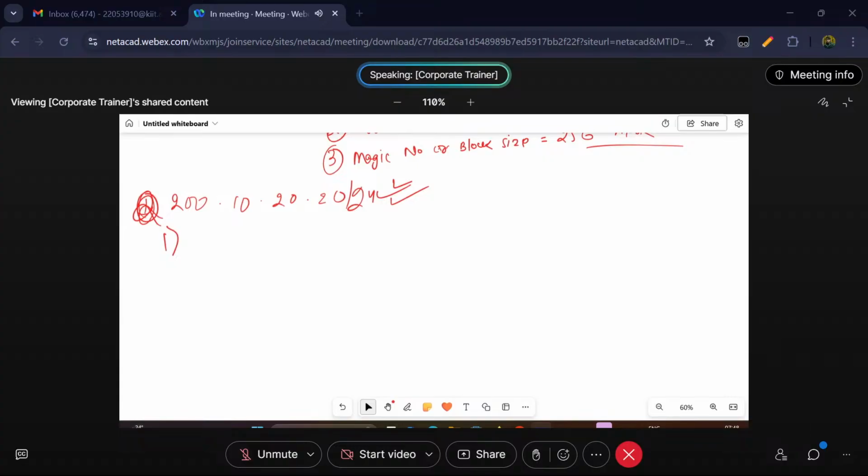Everybody knows that if you have a classful IP, you can make the first 24 bits 1 and just do the AND operation. If you do the AND operation, you will get the value 200.10.20.0, right? So this is basically 200.10.20.0. That is my network ID.